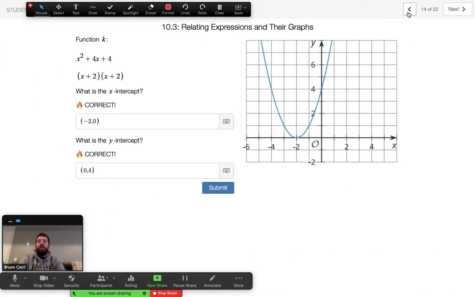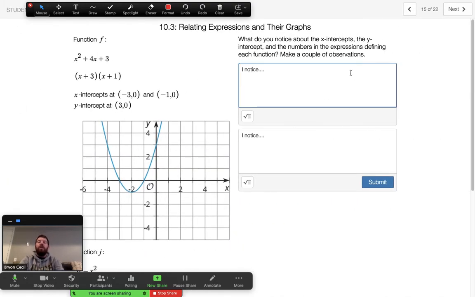Oh, sorry about that. I think I went way too many slides. We should be here. What do you notice about the x-intercepts, the y-intercepts, and the numbers in the expression defining the function? Okay, so I notice that the x-intercepts are the zeros of my solution. Meaning, guys, where I'm crossing there, so the inputs that give me a 0 output.